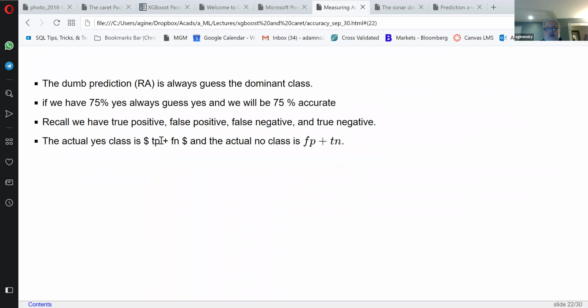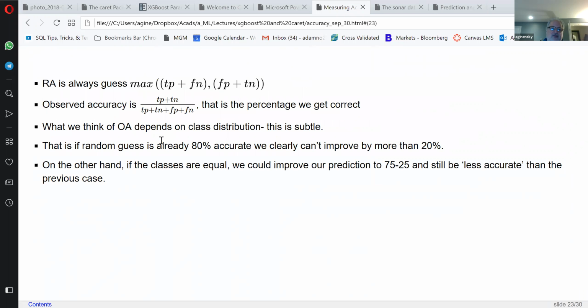majority class. So for example, in Neil's currency, I think it was something like 98% of the time there was no move. So if you just guessed no move all the time, you were 98% accurate. And as I write here, if you have a binary classification that's 75% yes, and you always guess yes, you're going to be 75% accurate. So random accuracy is you always guess the larger class.